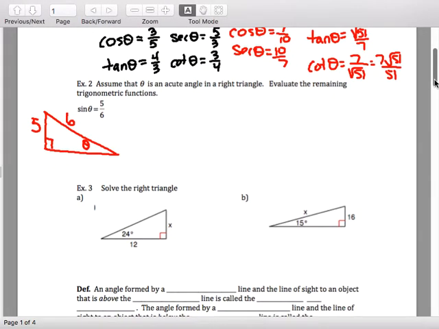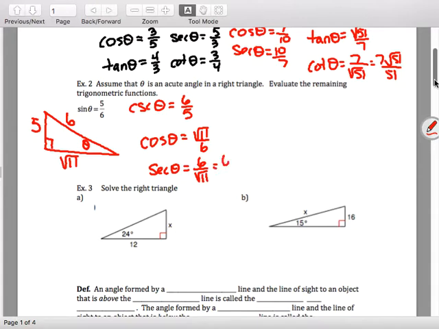What'd you guys get just for the missing side? Radical 11, nice. Now cosecant is the reciprocal of sine, so that's 6 over 5. Cosine theta would be radical 11 over 6. Secant theta is 6 over radical 11. And I rationalize it there. Then tangent theta would be 5 over radical 11. I'm going to pause and go flip it for the cotangent, then come back and rationalize.